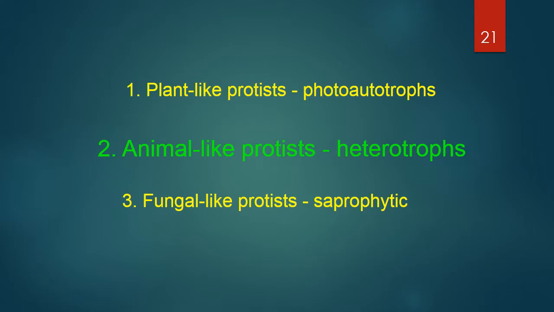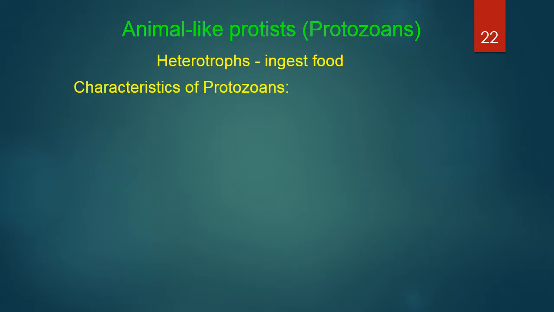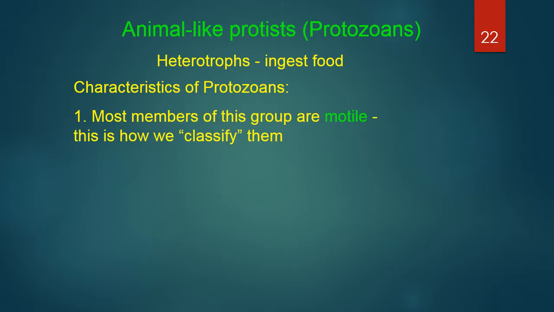Now we're going to move on to our animal-like protists, those that are heterotrophs. Remember, Euglena kind of crossed the line between photoautotrophs and heterotrophs. So our animal-like protists are called Protozoa. So our protozoans, like we said, are heterotrophic. They ingest their food.